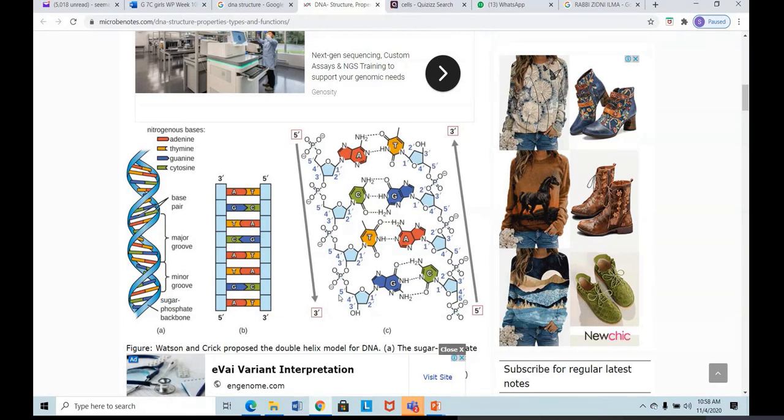Clear, ladies? Any questions so far? Any questions regarding the DNA molecule and the arrangement of the base pairs?